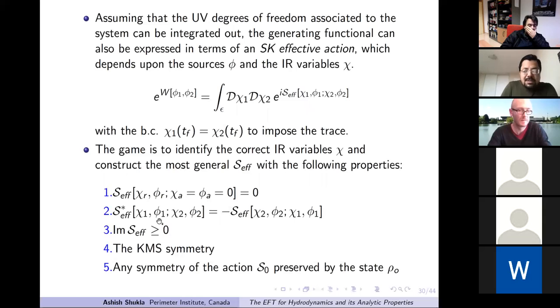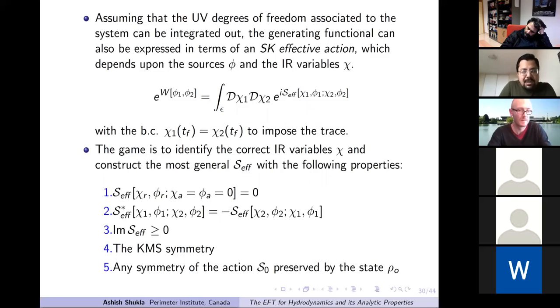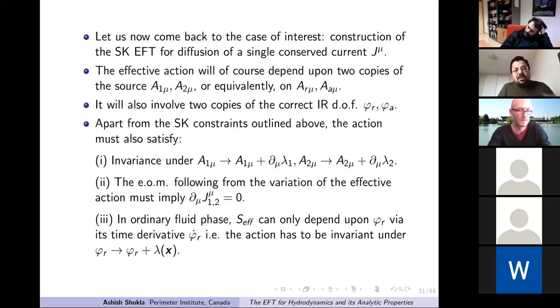If my initial density matrix rho naught was a thermal density matrix, then W satisfied this constraint that W of phi1 phi2 should be W of phi1 tilde phi2 tilde. So this KMS symmetry should also be imposed on the effective action. And finally, if there is any other symmetry of the action S naught that is preserved by the state rho naught, that should also be imposed. Okay, so these are the general principles that are used to construct the Schwinger-Keldysh effective action.